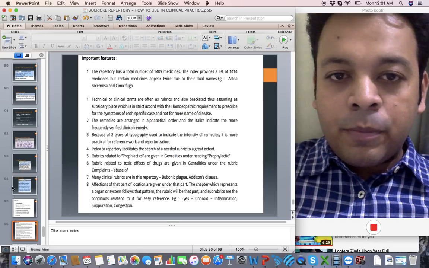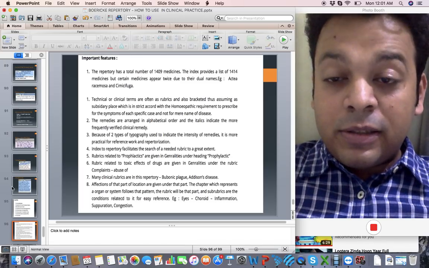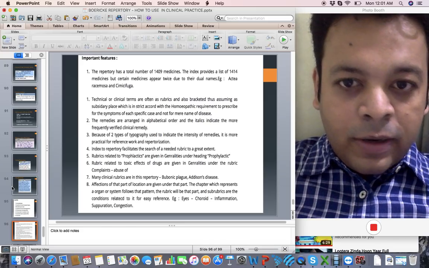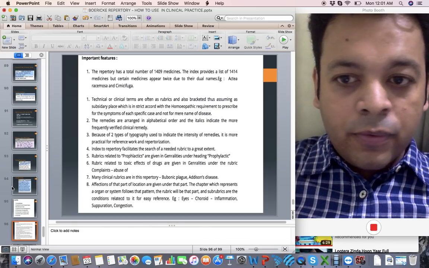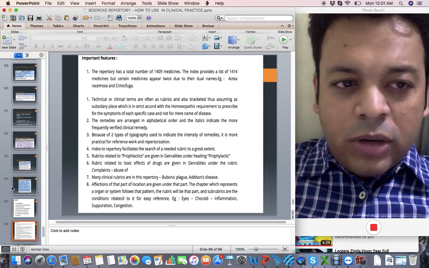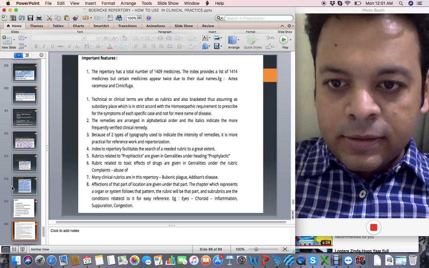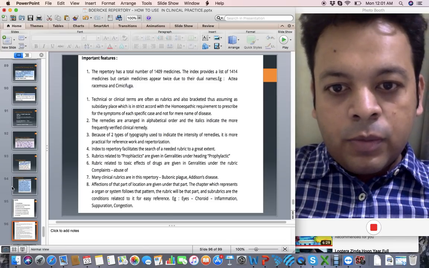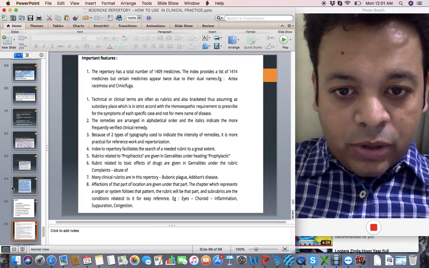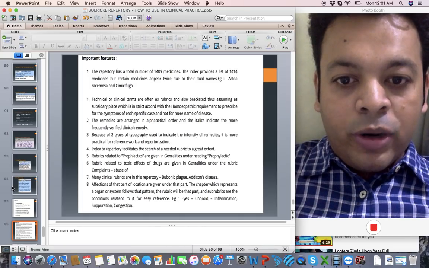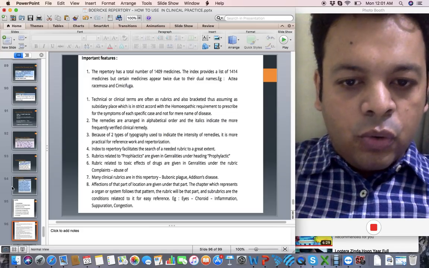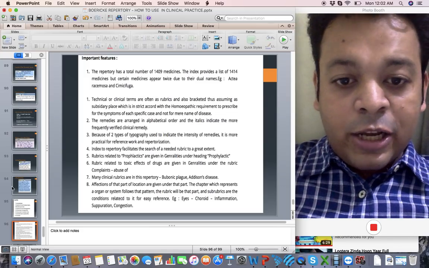And there are many, many important features. For example, this repertory has 1409 remedies. Many clinical terms are given, like I told you, tea taster's cough. Remedies are often given in alphabetical order. Two typology, there's normal and italics. Prophylaxis is given, especially in generalities. Toxic effects are also given. Clinical rubrics like bubonic plague, Addison's disease are given. Also, a lot of pathological rubrics are given, which are not there anywhere else, like choroid inflammation.